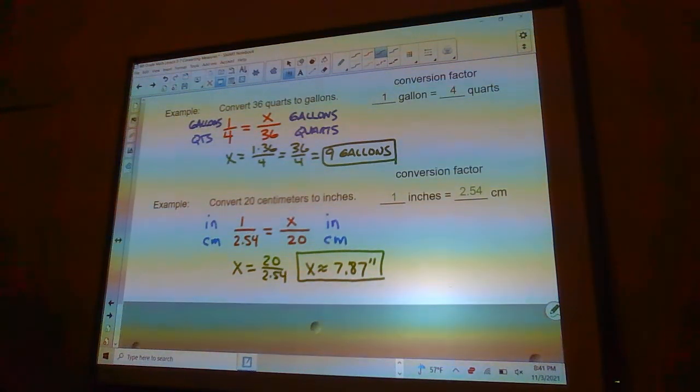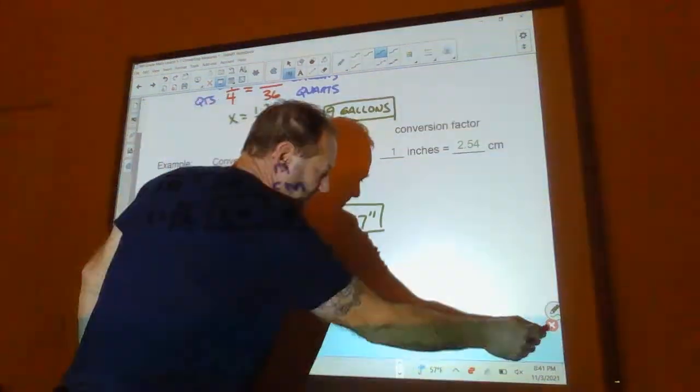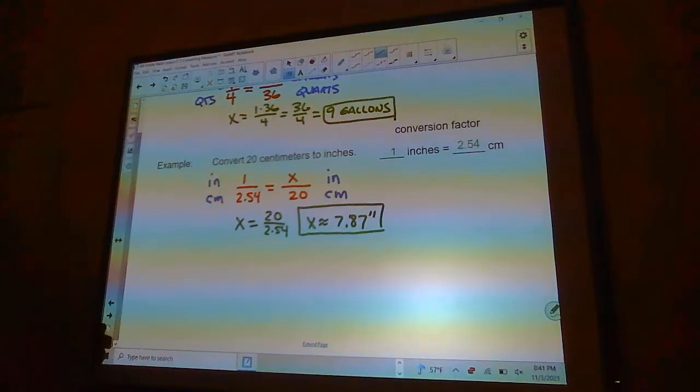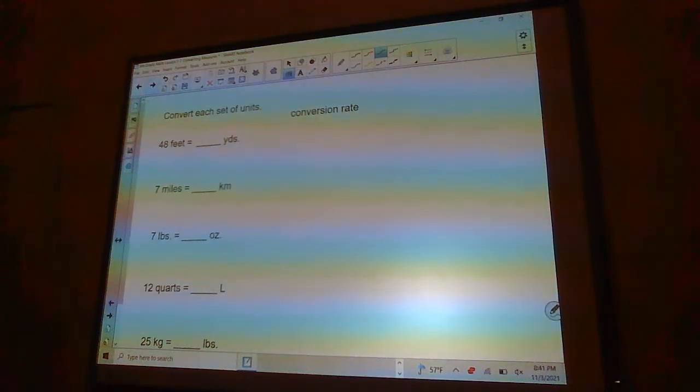Okay. So, moving right along. Do I have another one under here? I do not. All right. So here we have a bunch of things.